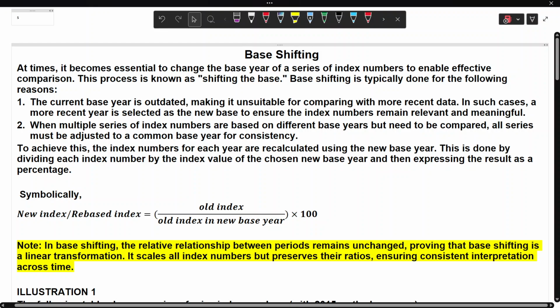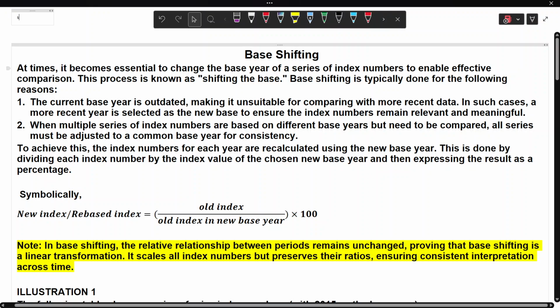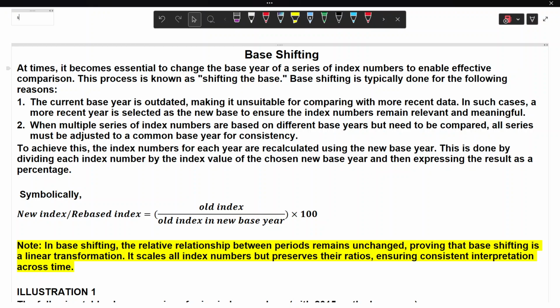Alright, welcome to another video on index numbers. In today's lecture, our main focus will be on base shifting. So what is base shifting in general? At times, it becomes essential to change the base year of a series of index numbers to enable effective comparison. This process is known as shifting the base.